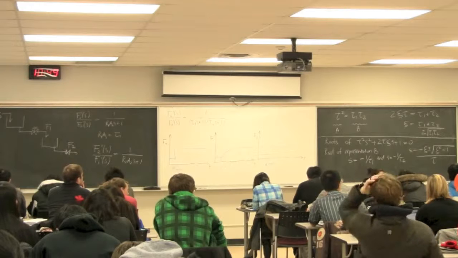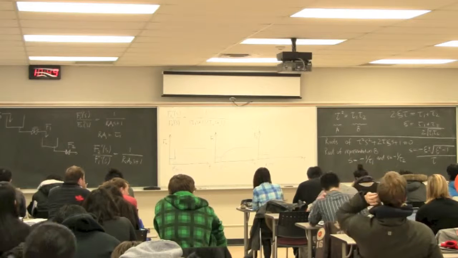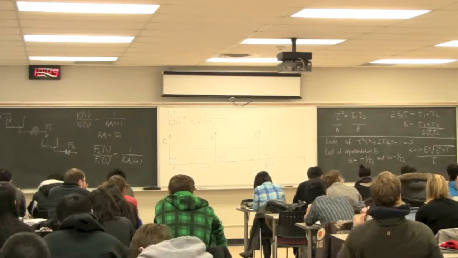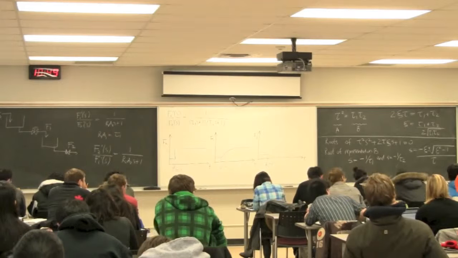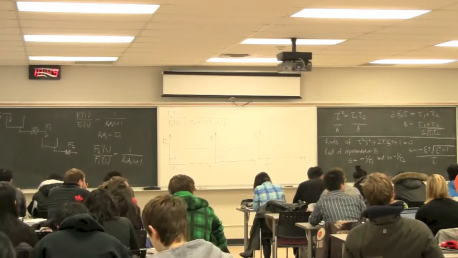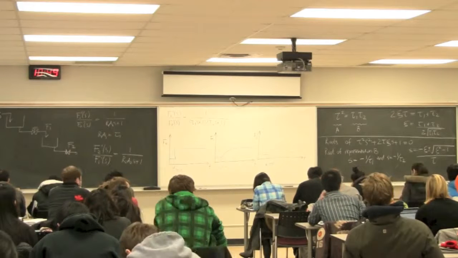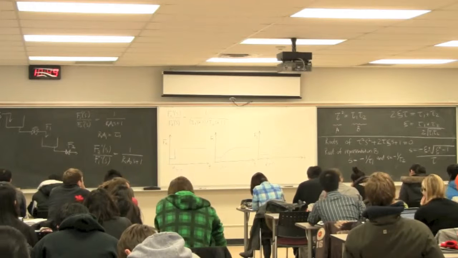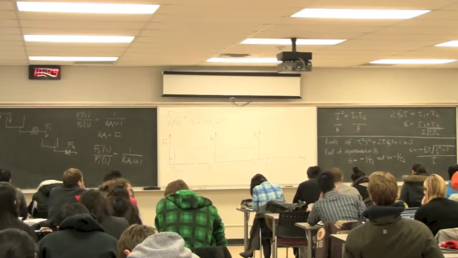Okay, it could be oscillatory. So A is positive. R is positive as well. Are they large values or small values? I'm going to prove to you in a minute that it doesn't matter. But I like that type of thinking.